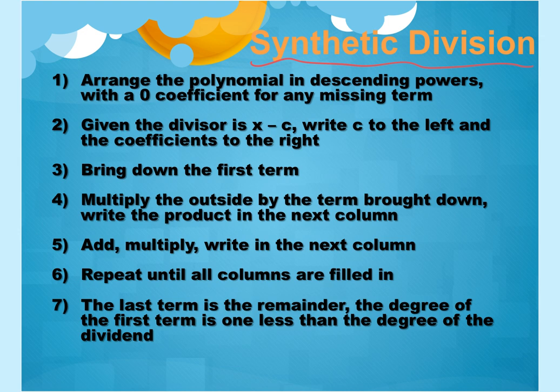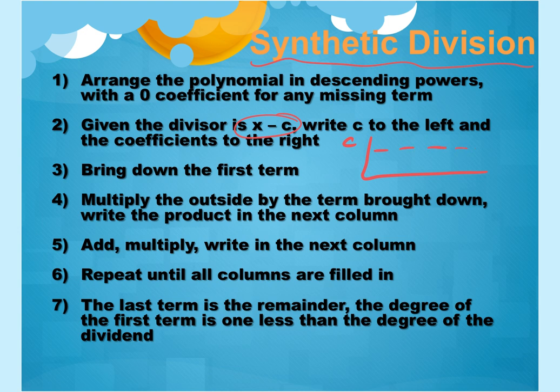Synthetic is easier because it's faster. We eliminate all the variables. You are going to arrange your polynomial in descending powers with 0 as a coefficient for any missing terms. Same exact first step as long division. Make sure it's in decreasing degree. Make sure there's a term there, and if there's not, you're plugging in a 0 in its place, okay? Then if your divisor is x minus c, and it could be x plus c or x minus c, it doesn't matter, okay? But it cannot be x squared. That's the difference. It can only be x to the first power. You're going to write the opposite of what follows x on the outside. So you'd put c out here.